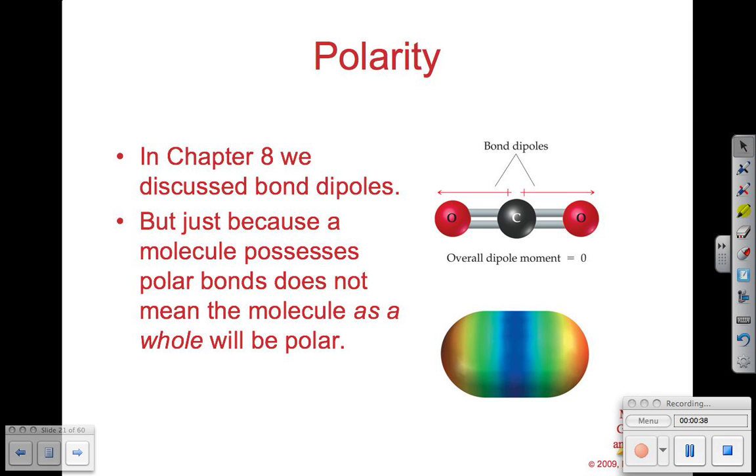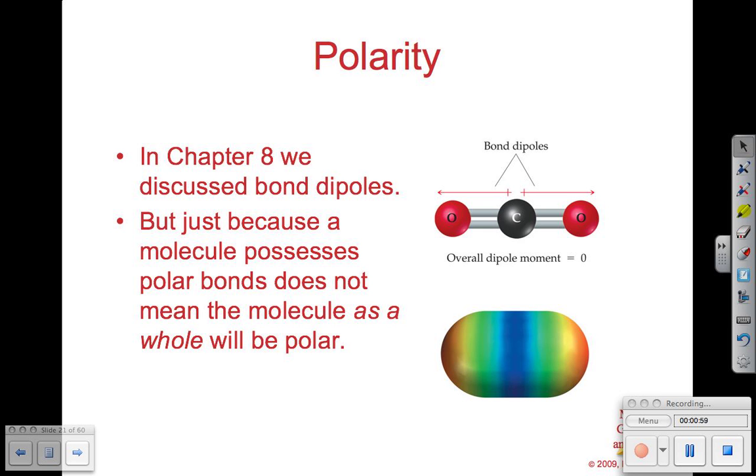polar. Because the best way to think about it is, think about the geometry of the molecule, and then think of what direction the dipoles are going. So where is it most electronegative? Where is that arrow pointing towards?